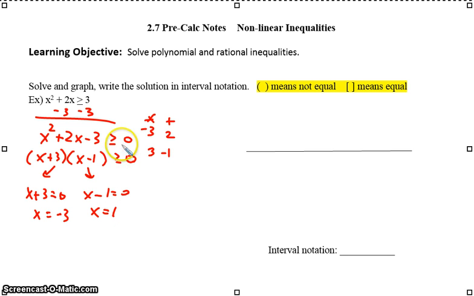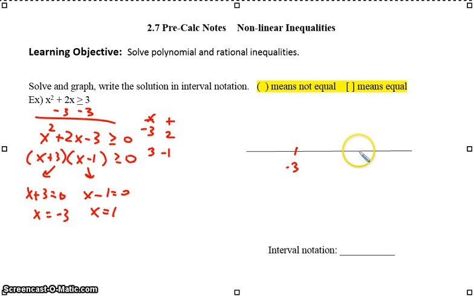And now what I have to do, because we're saying that this is greater than or equal to 0, is I have to figure out all of the values that make this work. It's not just going to be these two, because these two are what makes my equation exactly equal to 0. And this is where the number line is going to come into play. So let's put our two numbers on the number line.